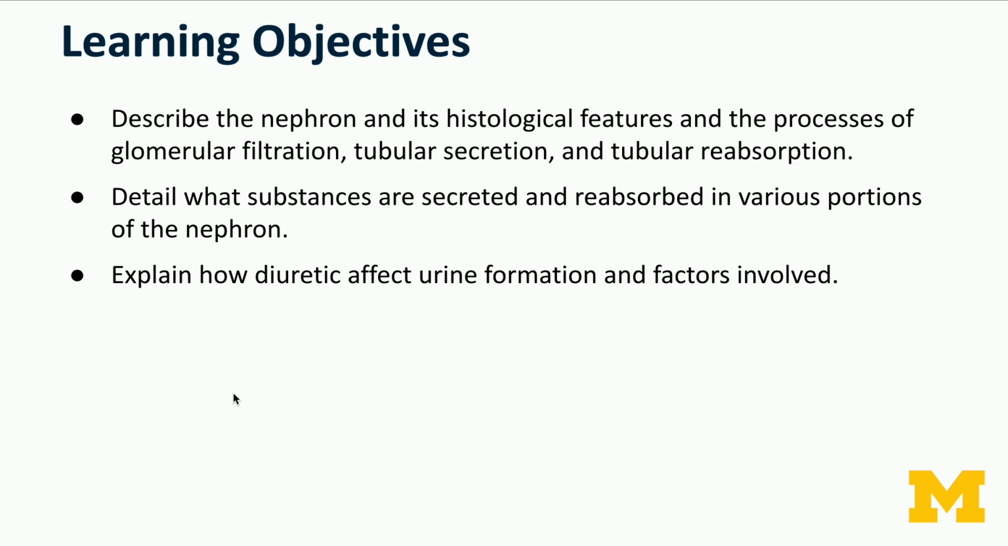So we've discussed the nephron, its histological features, and the physiological processes of glomerular filtration, secretion, and reabsorption. We've discussed the parts of the nephron and what substances are either secreted or reabsorbed in those different parts. And we've discussed how diuretics are going to affect urine formation.